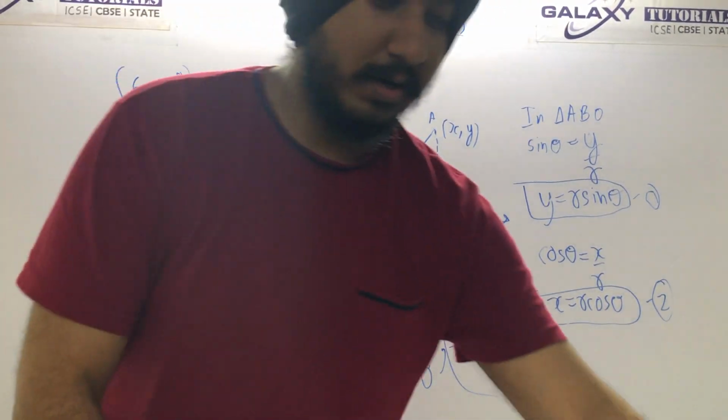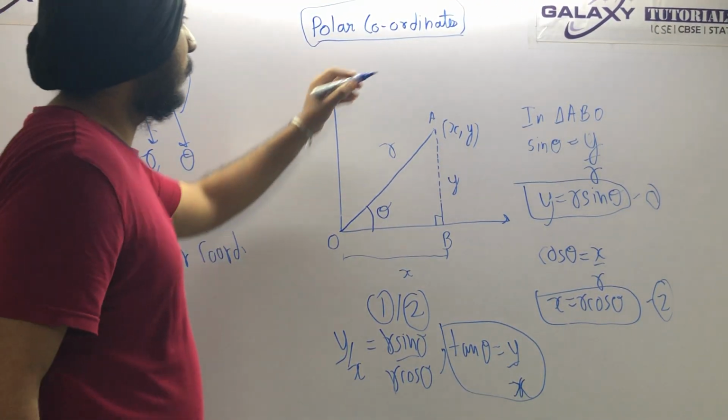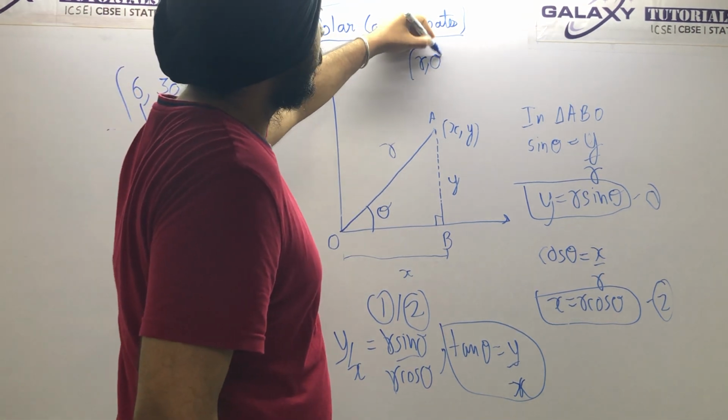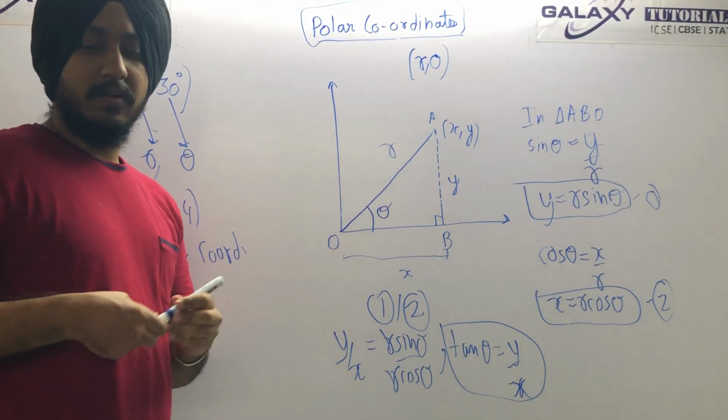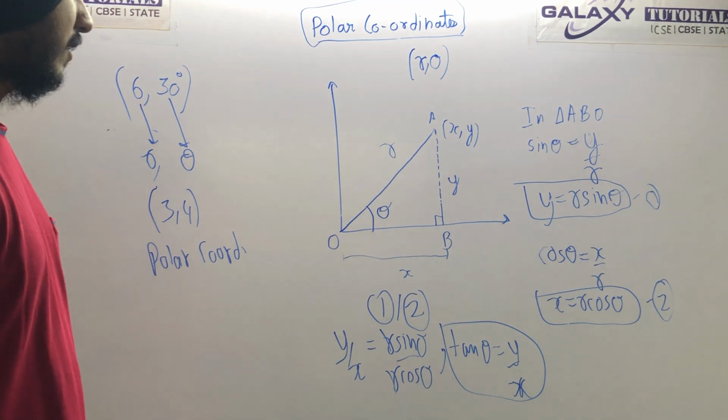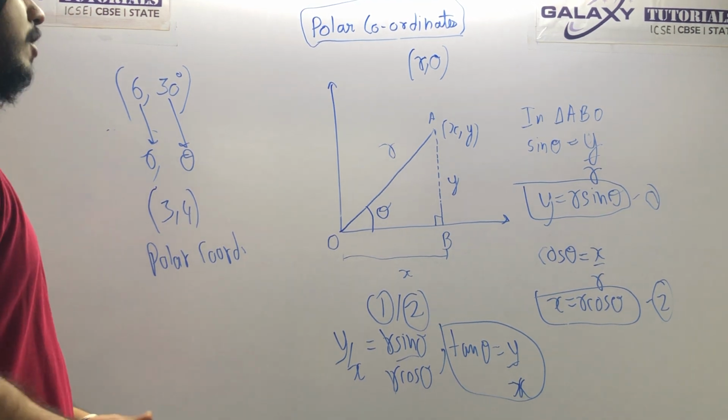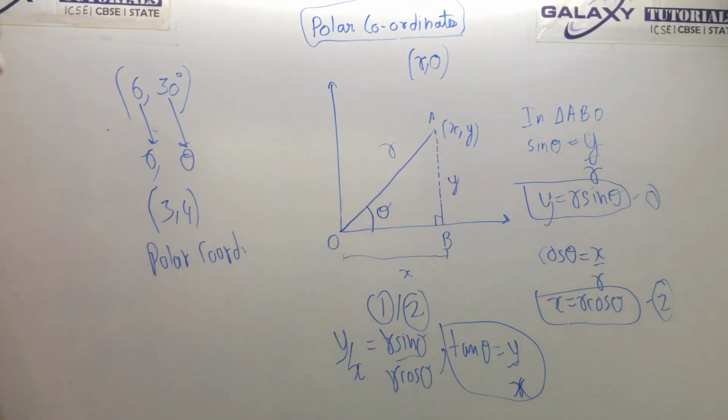In polar coordinates you simply represent in the form of r and theta, r comma theta. Okay, so I think this was the last topic. So now we will start exercise 2.2.